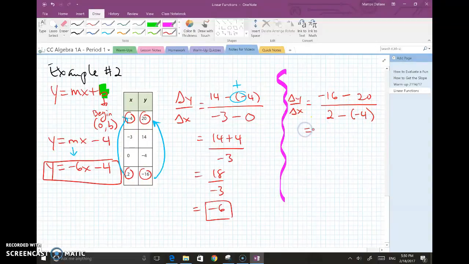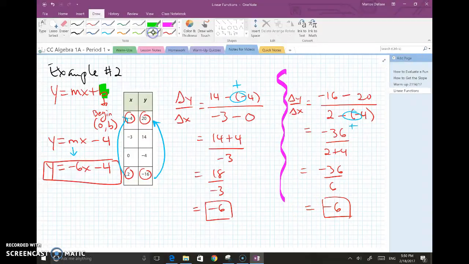And then you simplify. So the numerator becomes negative 36. The denominator, because of that double negative, once again, remember what happens there. Double negatives become positive. So here I get 2 plus 4. So it's negative 36 divided by 6, which becomes negative 6. And once again, they're exactly the same, as they should be.